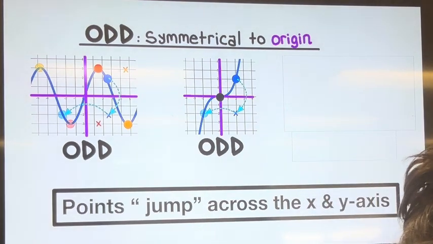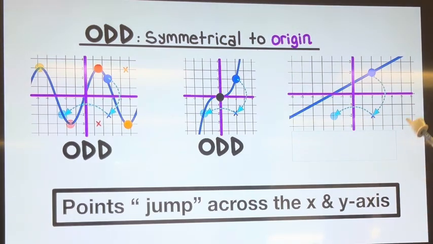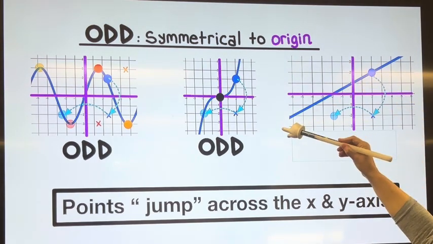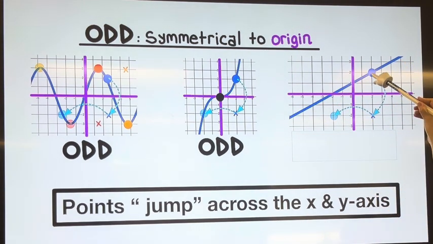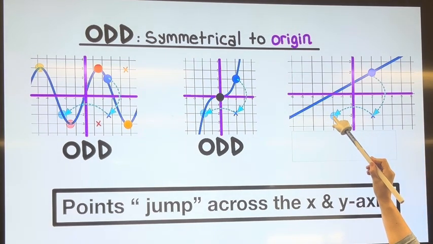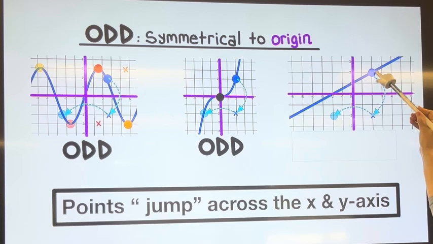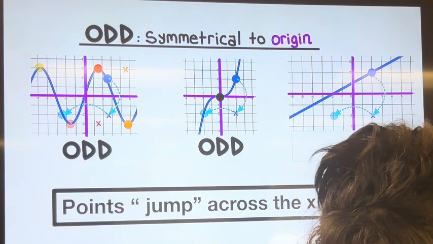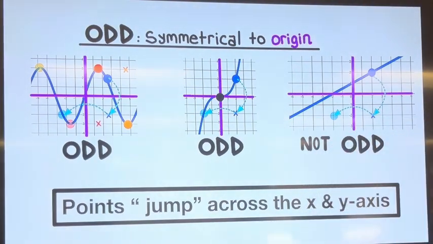So here's one extra example. If I take this point on the line and I jump across the x-axis, I'd be down here, and then I jump this point across the y-axis, I'm here, but notice I didn't land on the graph. So this point isn't going to get me back on the graph. So this one is not odd.